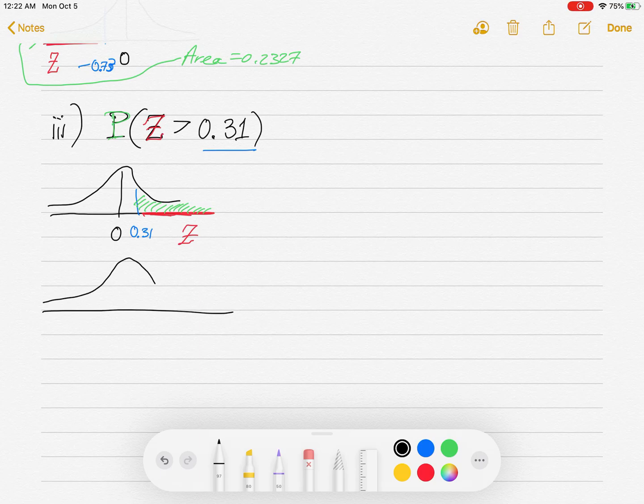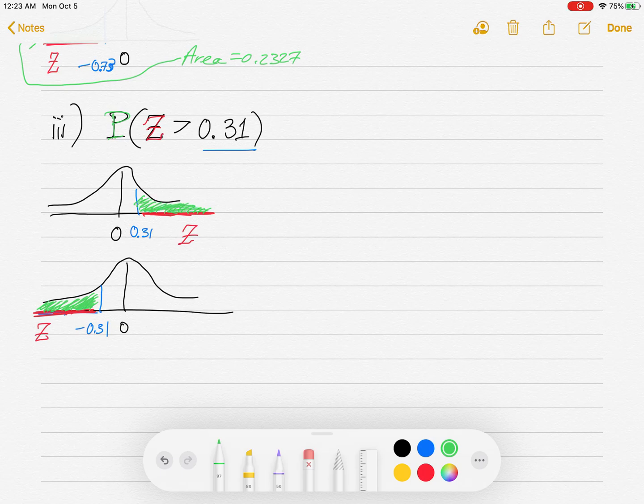So what we can do, we can play a trick. We can flip this graph around. Let me show you what I mean. We can take this graph and flip it around. We can put negative 0.31 on this left side, and we can look at the area to the left. Put the z-score to the left and look at this green area here on the left tail, rather than the right tail.